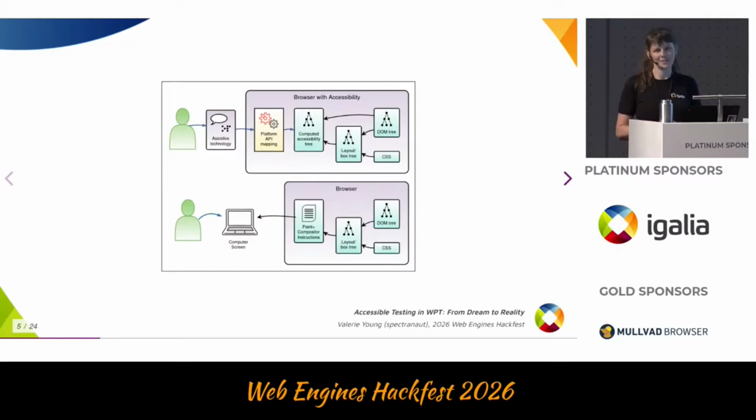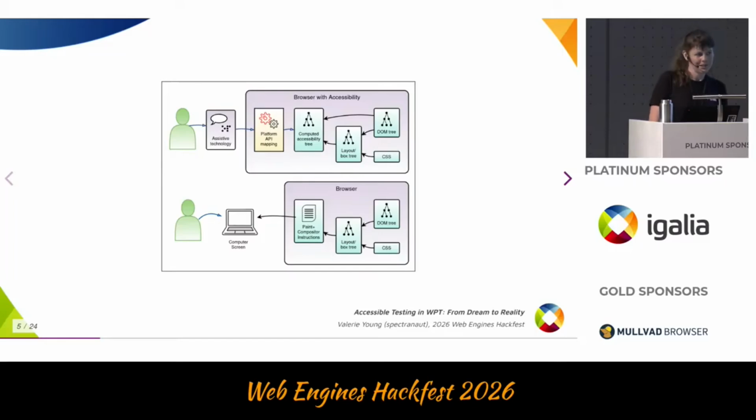And the platform accessibility APIs are operating system specific. They're the thing that assistive technology interacts with to get information from the web to assistive technology users. And they're operating system specific. So an assistive technology uses the same accessibility APIs to interact with all the different programs on a particular computer.